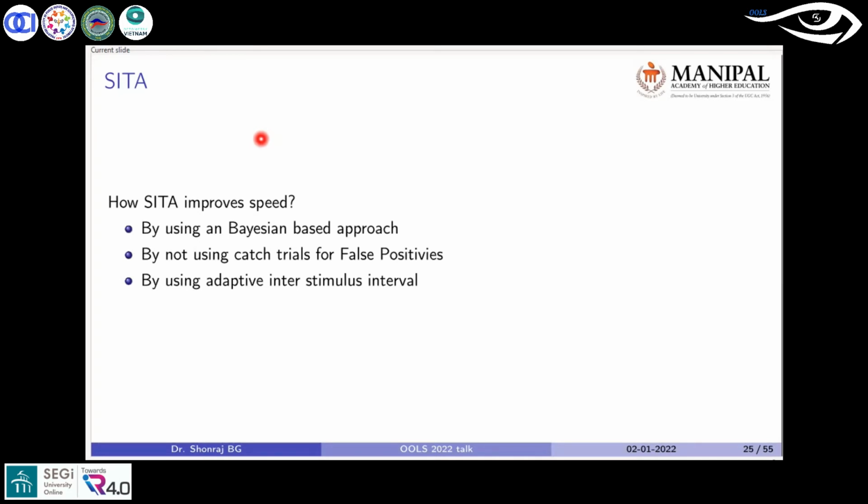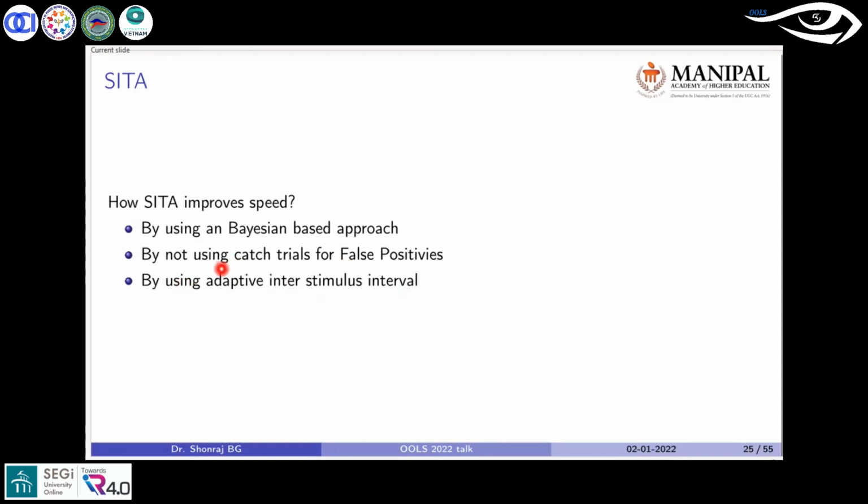In addition to that, we know that CETA test procedures, be it CETA standard or CETA faster, are a little bit faster than your full thresholds. So how does it improve the speed is the question. It improves the speed by doing three things. Number one, by using this Bayesian-based approach, which I just explained to you. Number two, by not using the catch trials for the false positives. I'll explain what this means. And number three, by using an adaptive interstimulus interval. Again, I will explain this in the subsequent slides.